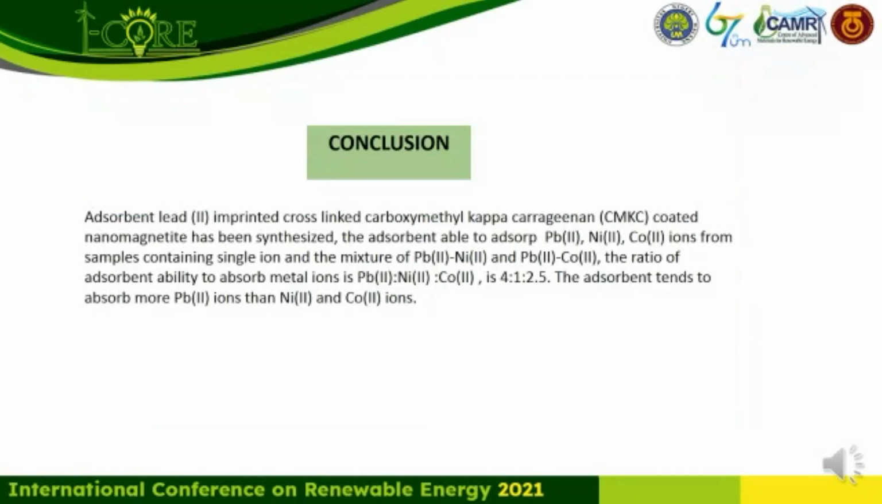Conclusion: the absorbent lead-imprinted cross-linked carboxymethyl kappa-carrageenan coated nanomagnetic has been synthesized. The absorbent is able to absorb lead-2, nickel-2, and cobalt-2 ions from samples containing a single ion and the mixture of lead-2, nickel-2, and lead-2, cobalt-2. The absorbent tends to absorb more lead-2 ion than nickel-2 and cobalt-2 ions.